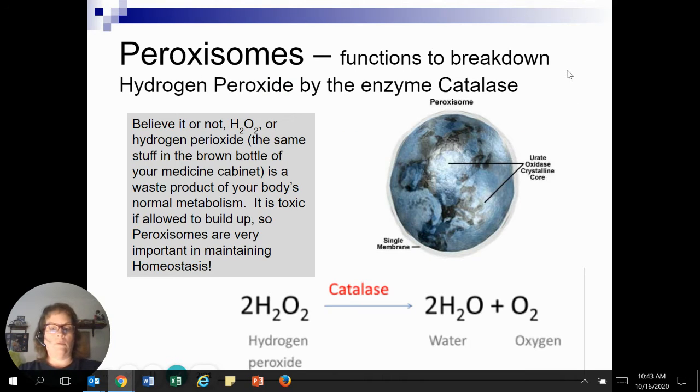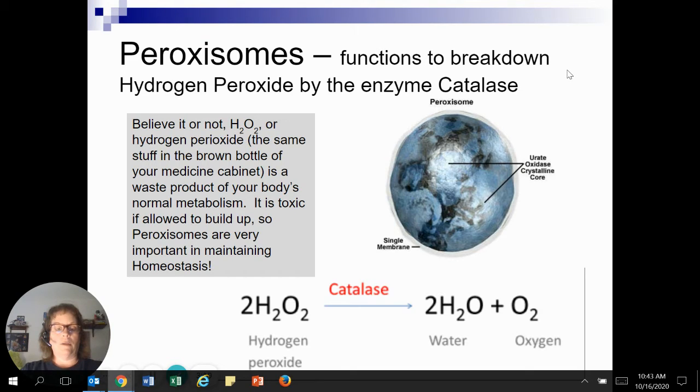You have peroxisomes. These are also little like vesicles, but their function is to break down hydrogen peroxide. Now you think hydrogen peroxide, that's that stuff in my medicine cabinet in the little brown bottle. What does that have to do with anything? Well, believe it or not, H2O2, which is hydrogen peroxide, looks a lot like water, but it's got the extra oxygen. So when you get the extra oxygen attached, it actually becomes a toxic substance. So this is one of your metabolism's waste products.